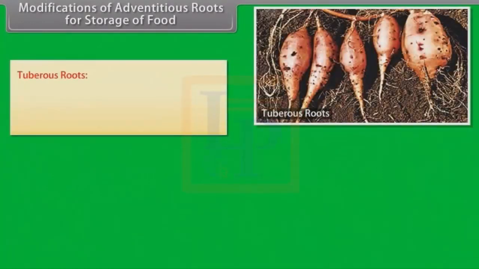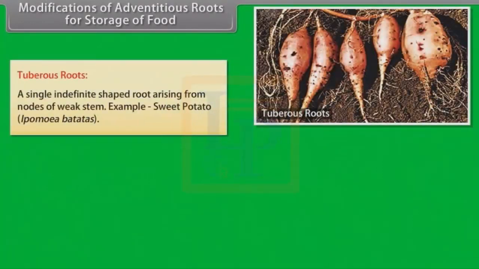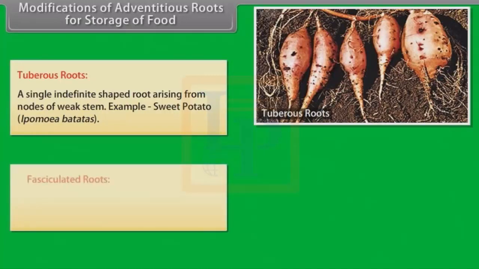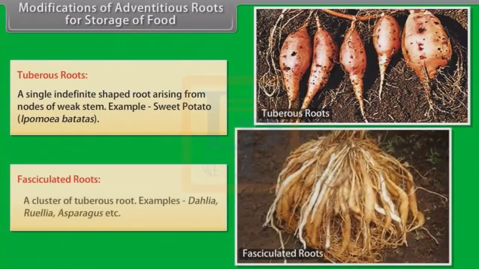Tuberous roots. A single indefinite shaped root arising from nodes of weak stem. Example, sweet potato. Fasciculated roots. A cluster of tuberous roots. Examples, dahlia, Zeolia, asparagus, etc.